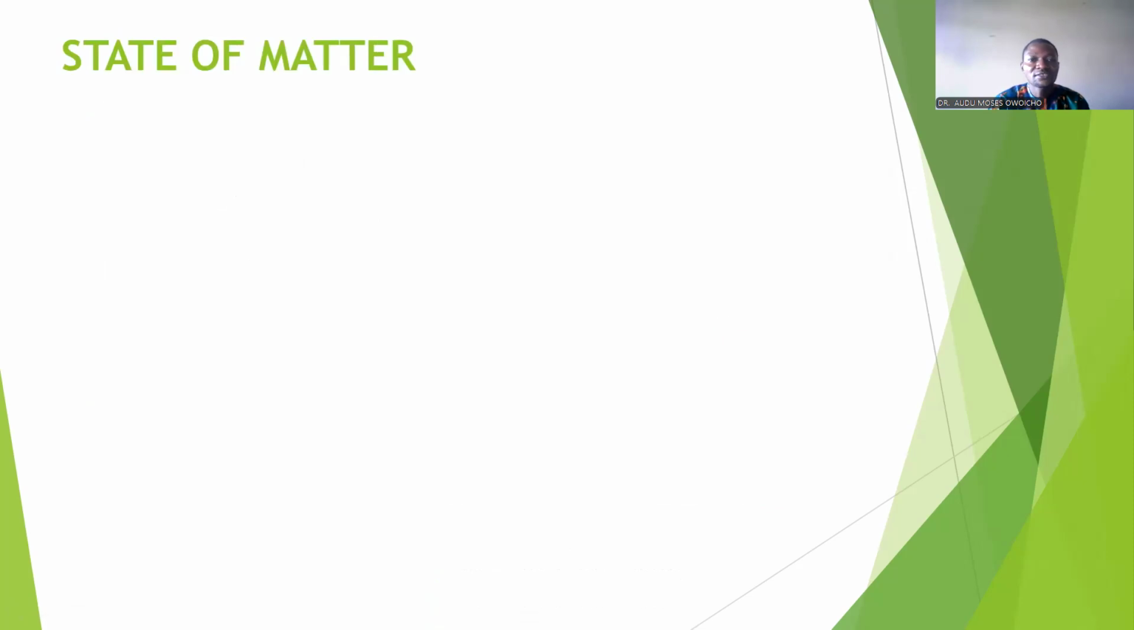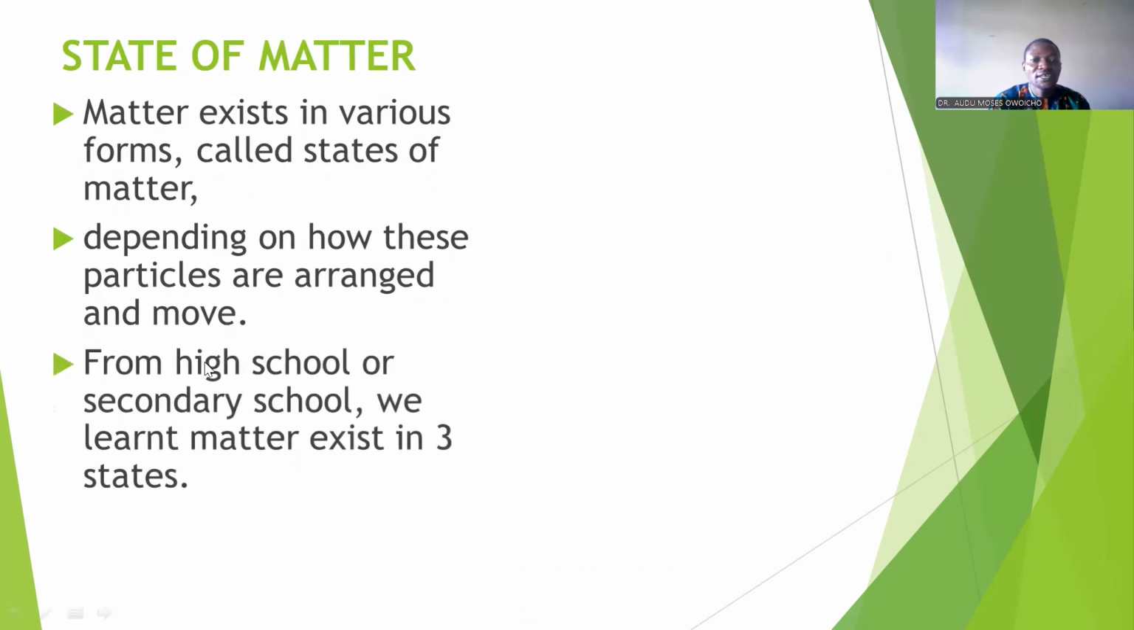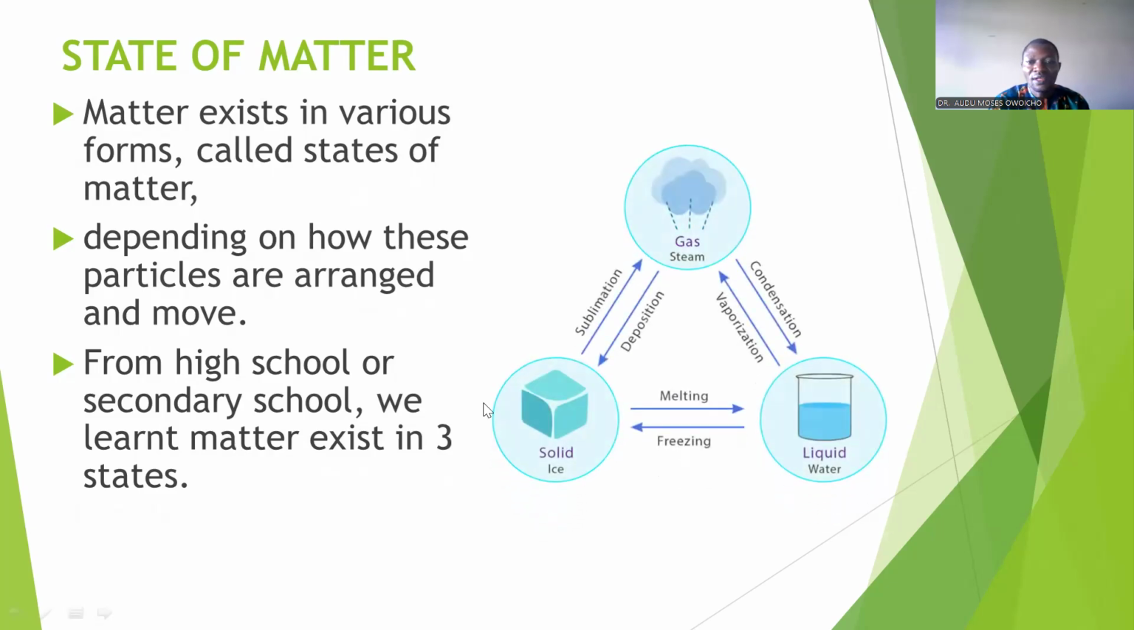Okay, let's look at states of matter. Matter exists in various forms, which we call states of matter. These depend on how the particles are arranged and move. From high school or secondary school, we learned that matter exists in three states: solid, gas, and liquid.